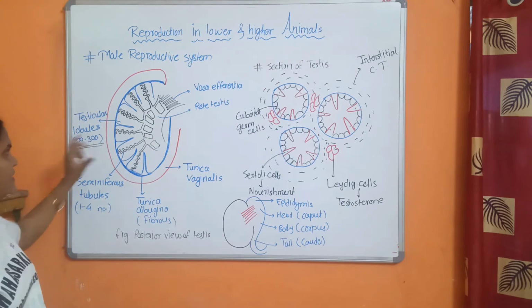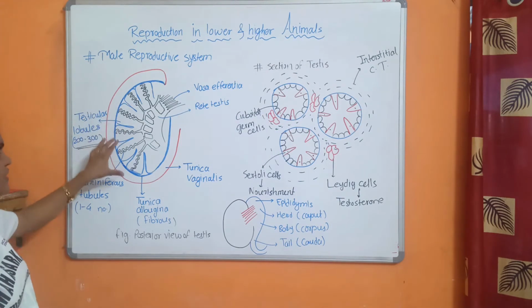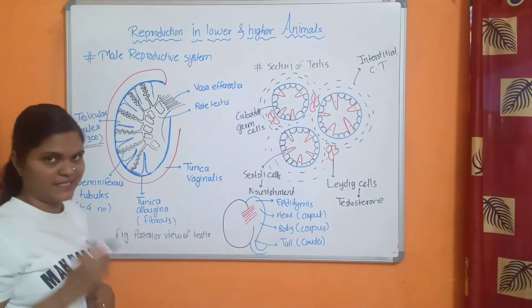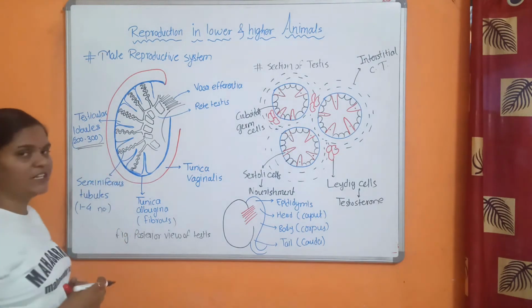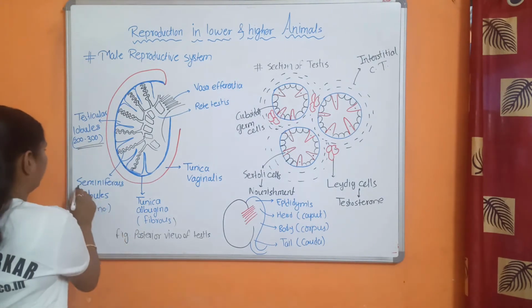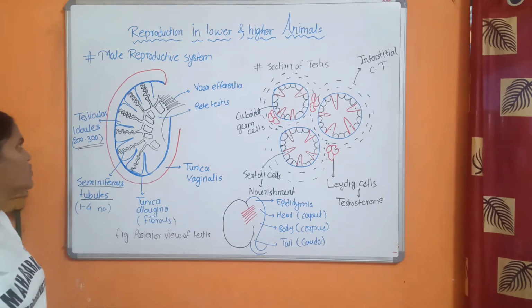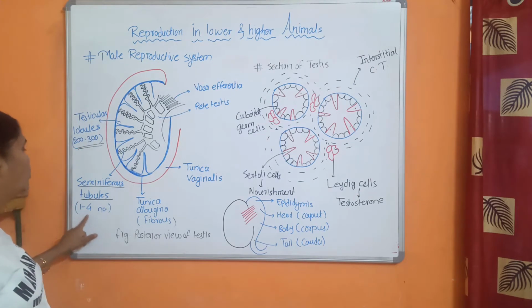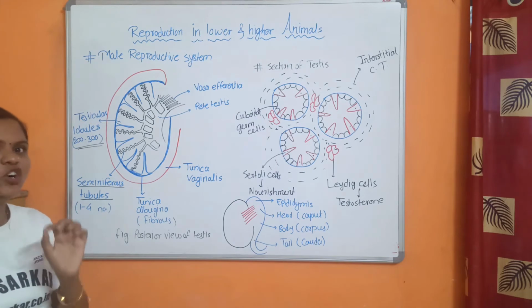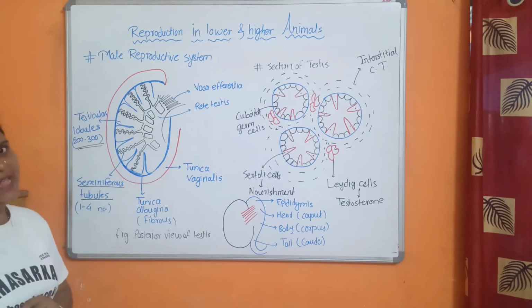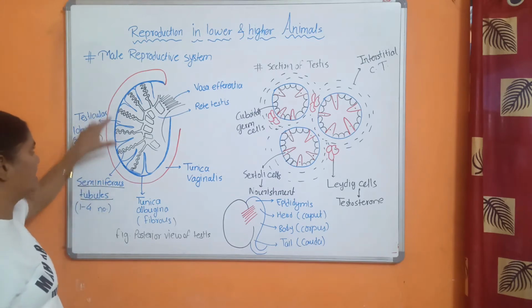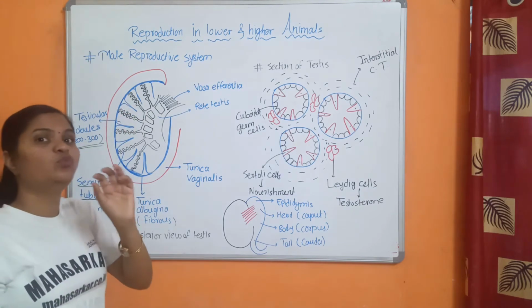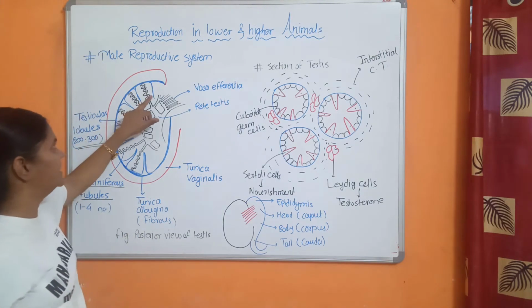Now, what exactly is in these testicular lobules? Some highly coiled tubular structures are present, and these are called seminiferous tubules. In each compartment or lobule, near about 1 to 4 highly coiled seminiferous tubules are present. So there are about 200 to 300 compartments, and in each compartment 1 to 4 seminiferous tubules are present.